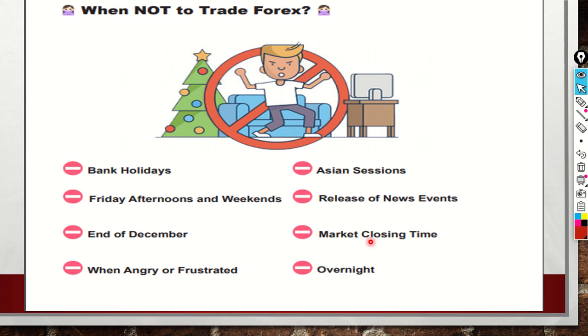So we have the market closing time. When the market is about to close, don't trade. The spread is too high, you get jammed up. The market maker will open with a gap at the beginning of the next week, and then you'll be jammed.